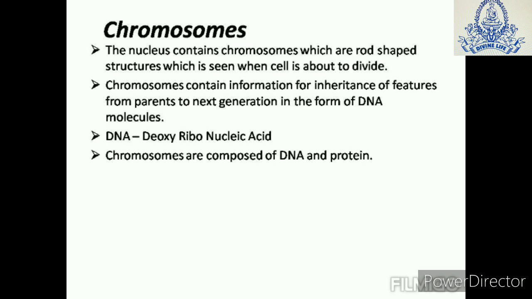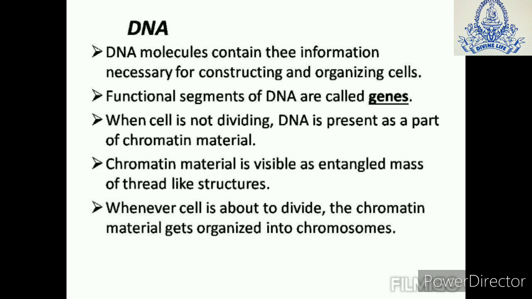Deoxyribonucleic acid. The chromosomes are composed of DNA and protein. DNA molecules contain the information which is necessary for the construction and organizing of the cell, that is for the formation of the cell. Here the functional segments of DNA are called genes. Now, the gene is the main part of heredity. When the cell is not dividing, DNA is present as a part of chromatin material. Chromatin material is visible as an entangled mass of thread-like structures. It means the crisscross thread-like structure.